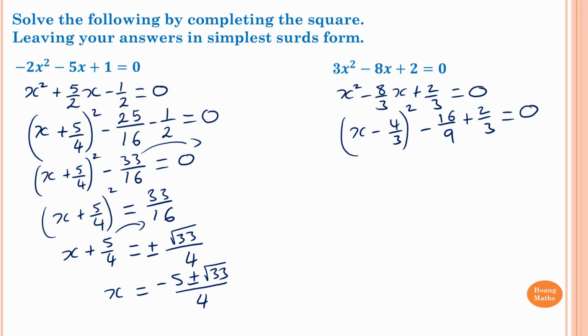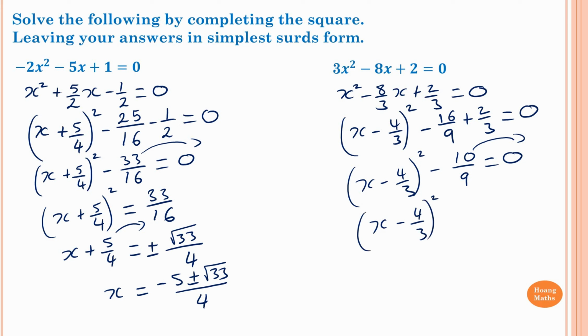So now I can just simplify this. Of course, you can use calculator if you like. Otherwise, we just work it out mathematically. So I times this by 3 and times this by 3. So that becomes 6. Minus 16 plus 6 is negative 10. So the answer is x minus 4 over 3 squared minus 10 over 9, which is equal to 0. Then I move this to the side, which is x minus 4 over 3 squared, which is equal to 10 over 9.